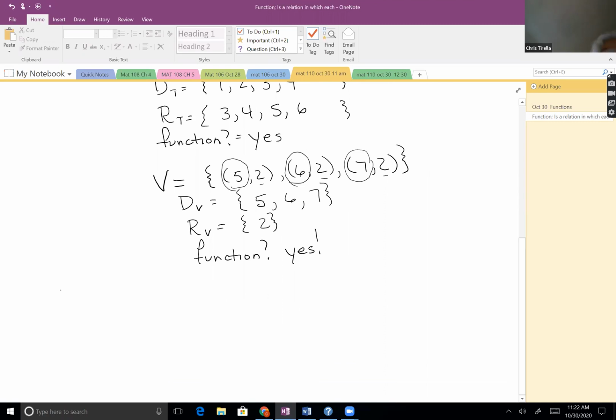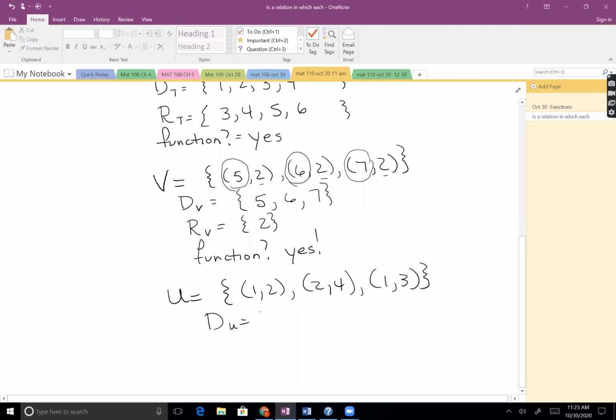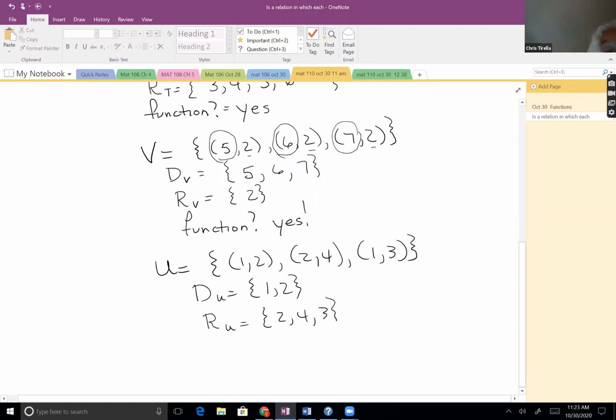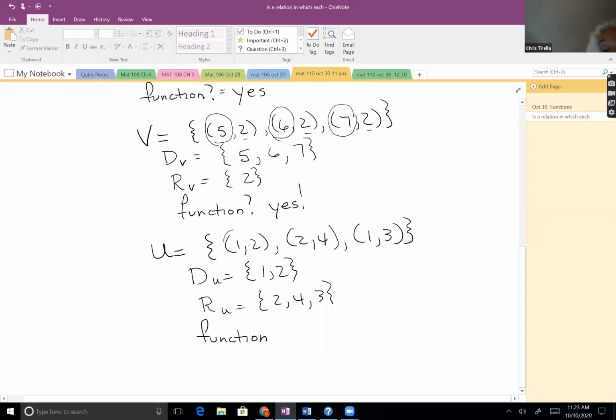Now let's look at another one. Let U be the set of ordered pairs (1, 2), (2, 4), and (1, 3). The domain would be 1 and 2, and the range would be 2, 4, and 3. Is this a function? I'm looking at the first members. Do any of the first members repeat? Yes, 1 does. So the answer is no, it's not a function. 1 is used more than once: 1 is paired with 2 and 1 is paired with 3. So 1 in the domain doesn't have a single member of the range. It's got 2 different ones.